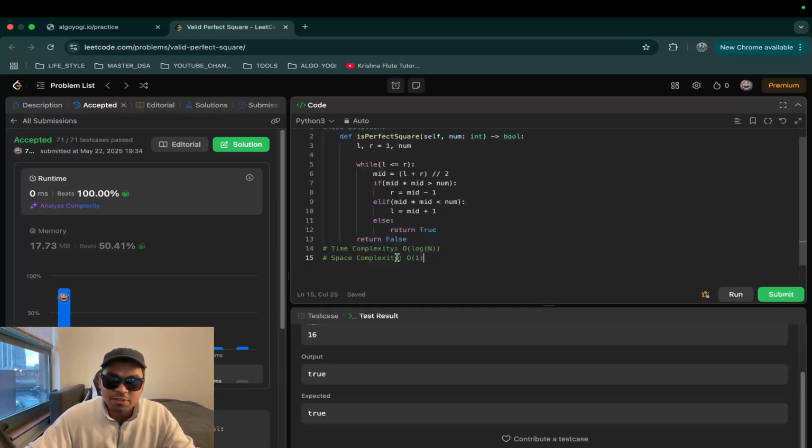Okay. Space complexity is constant, which is because we didn't use any extra memory.